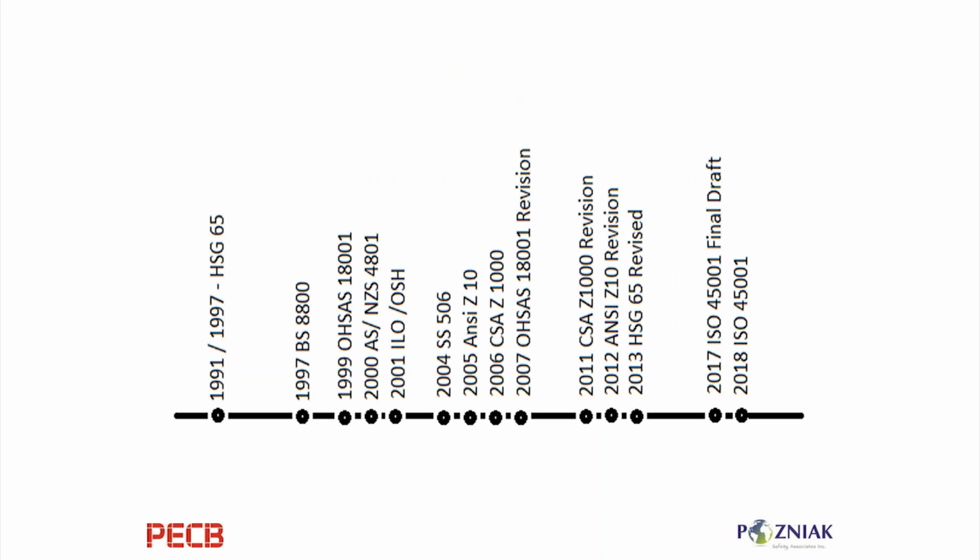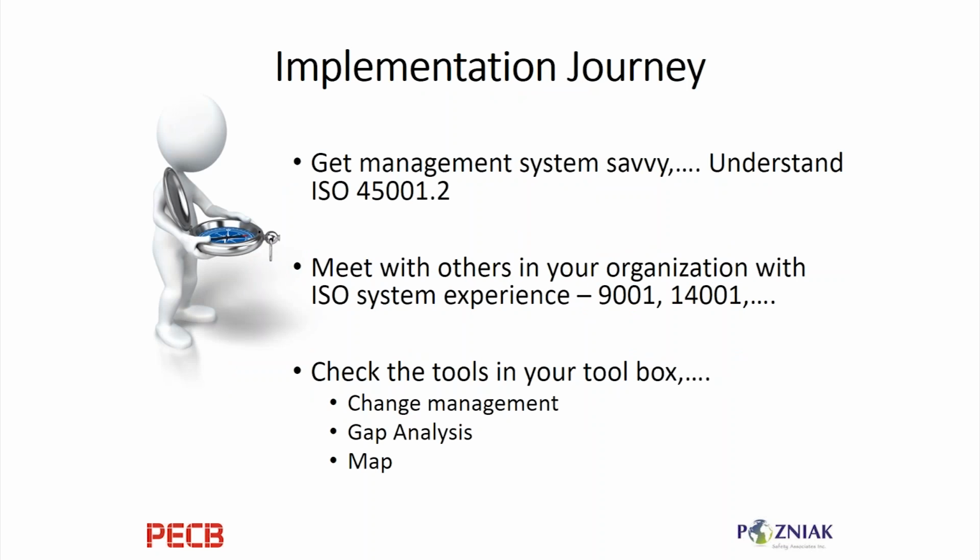So just the timeline. So great, we're going to have a standard. Now what do we need to do to see if this is what we need to have? And if we decide that this is what we need to have, how do we implement it? Well, it's just like any other program or initiative that we want to put in place. For our health and safety program, we need to look at where we're at, where we want to be, and how we need to get there.